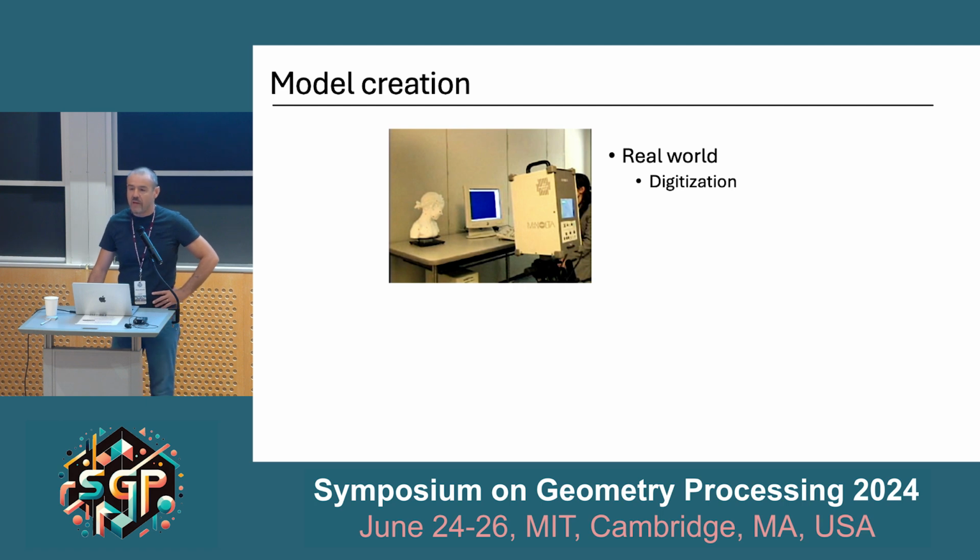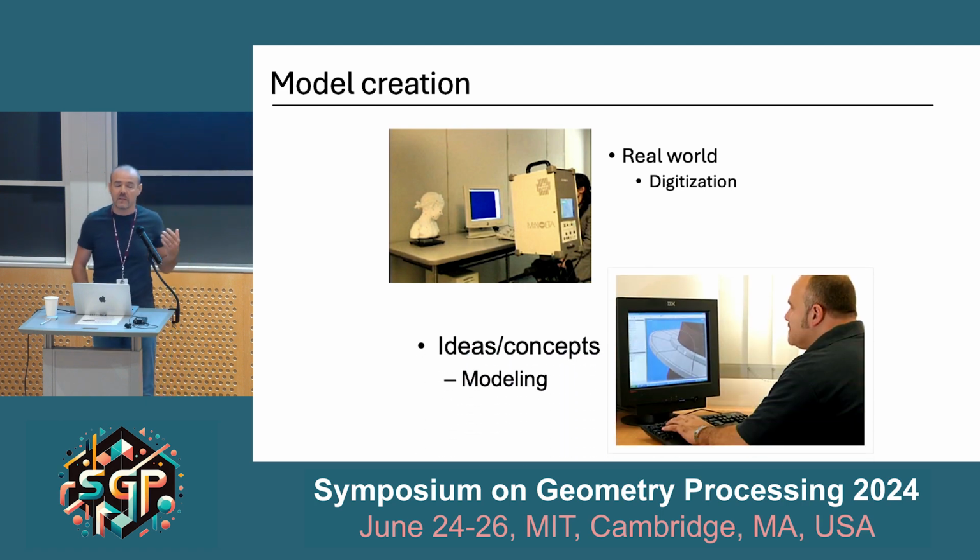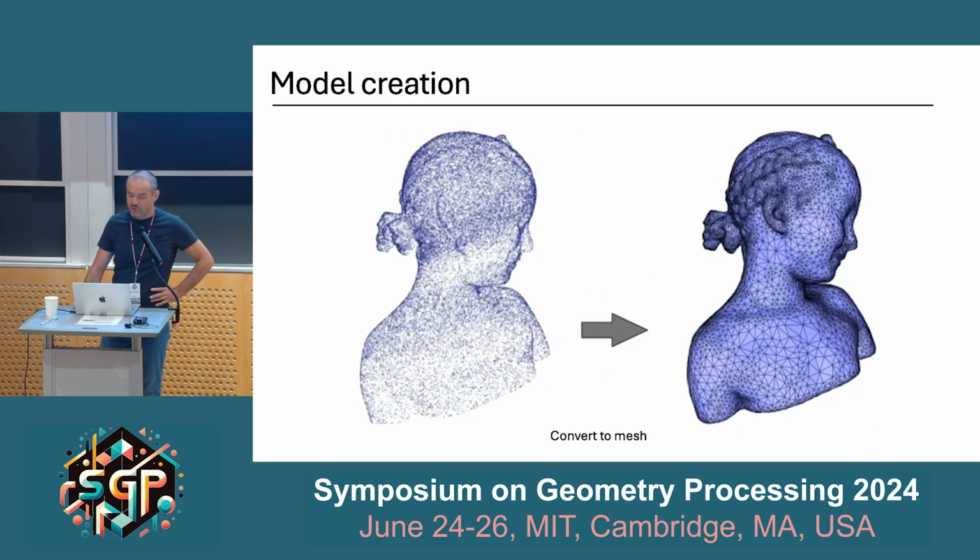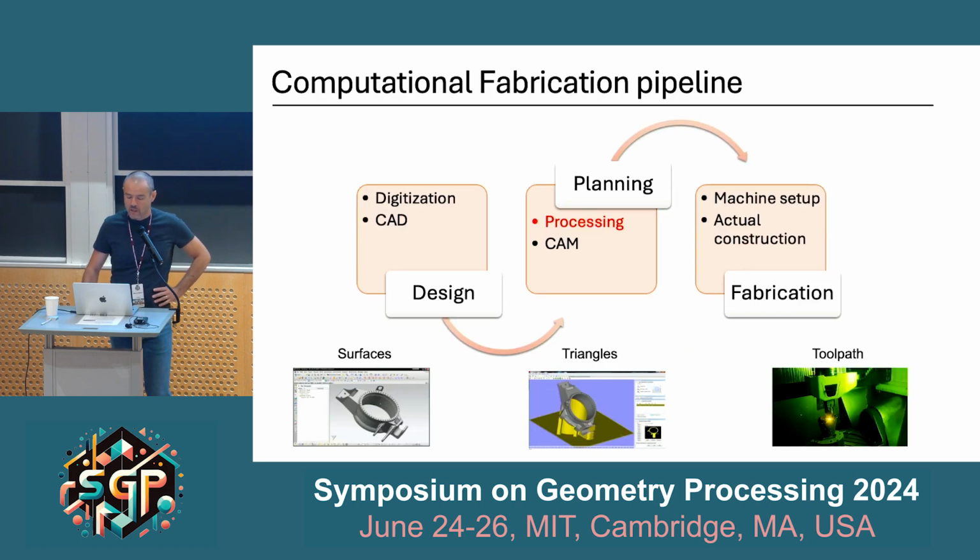The other big family of methods to create models is to start from ideas or concepts. In this case, you have an idea, and you want to turn it into a 3D model using modeling software, a CAD software, typically. And in any case, before printing, you must end up with a mesh of triangles. But this is just the tip of the iceberg. Actually, there are many other steps to be undertaken to have a successful print of these models.